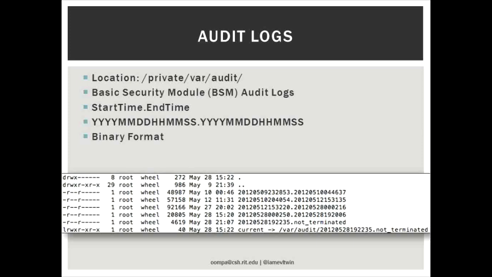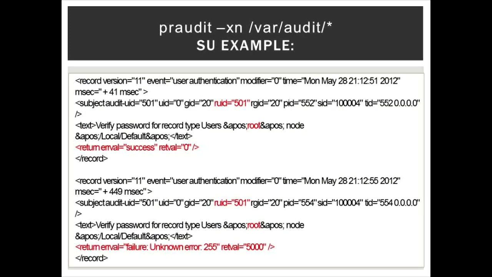Each one is named by a start time and an end time, shown in the format there, and each one is in a binary format. A tool that we like to use is praudit, and I prefer the -x and the -n flags to view them. In the screenshot here, there are a couple of records. There are two records here. While it may look like more, there's actually two records. And I'm not kidding when I say that it's very, very detailed.